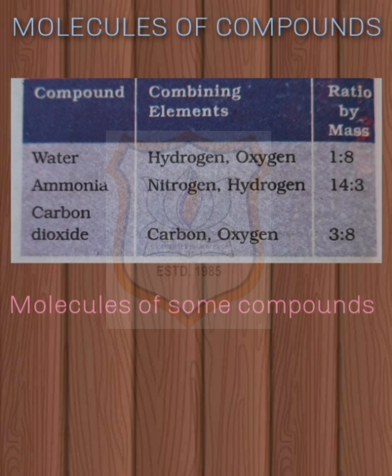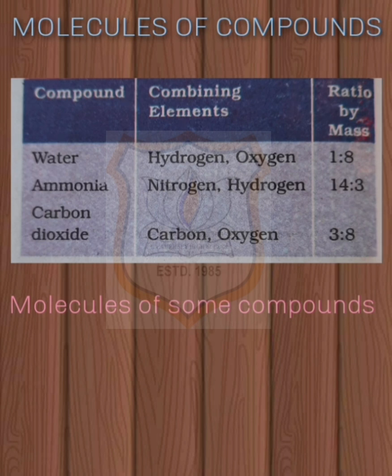The elements nitrogen and hydrogen combine in the ratio by mass of 14:3. As we know, 14 is the atomic mass of nitrogen, and the atomic mass of hydrogen is 1, but as we are taking 3 hydrogens here, the mass will be 3 and the ratio will be 14:3, and the ratio by number of atoms will be 1:3. So this is the compound.